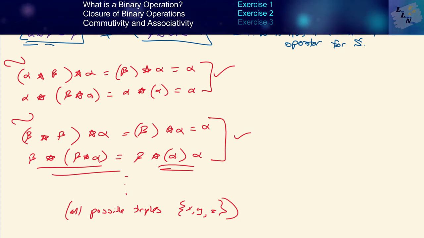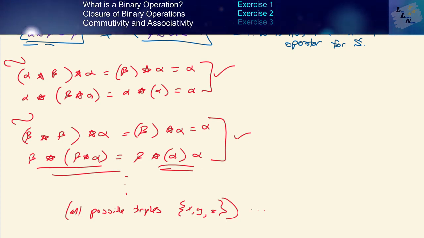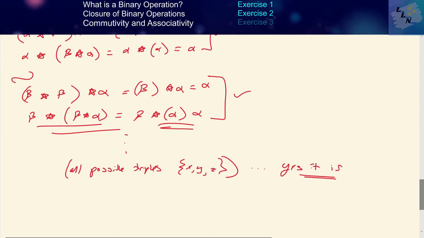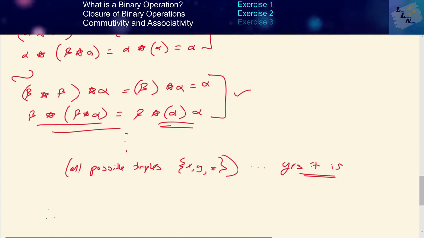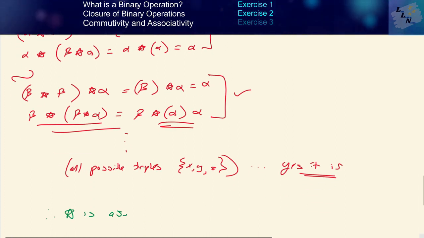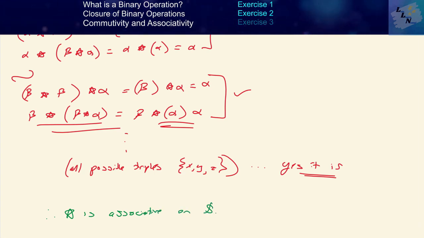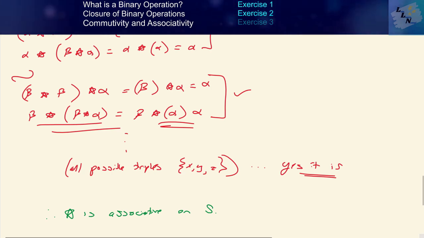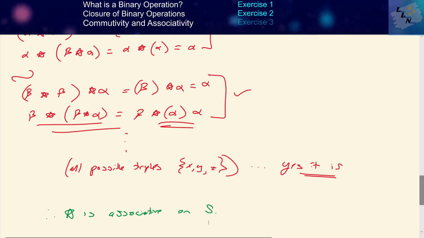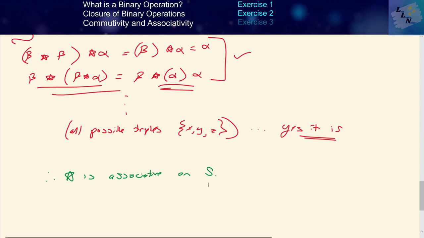But if you look at all the possible combinations, you should be able to see that yes, it is. And what do I mean by yes, it is? What I'm saying here is that star is associative on this particular set S. That's a weird looking S.